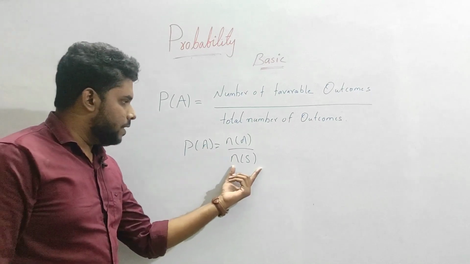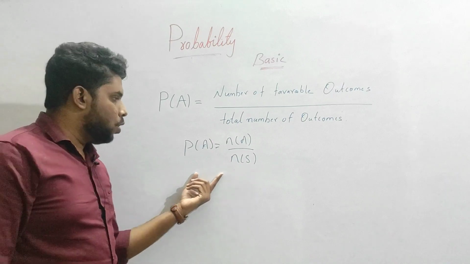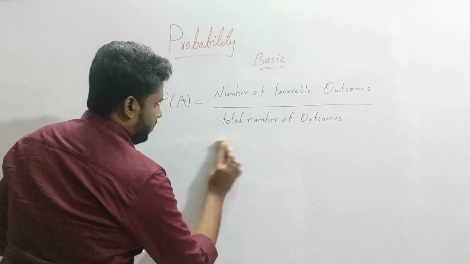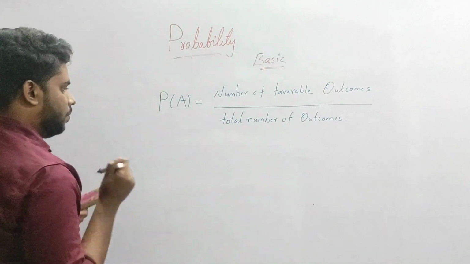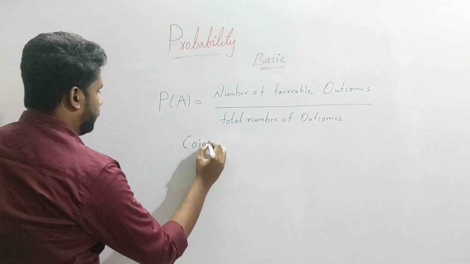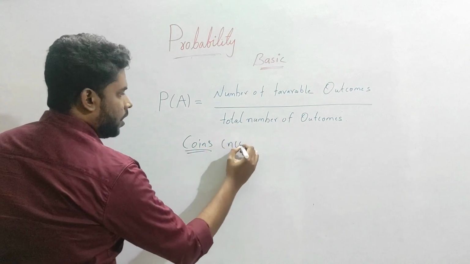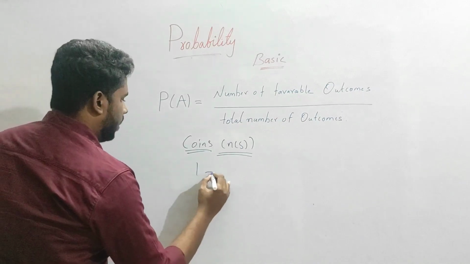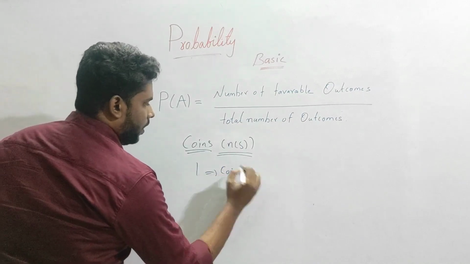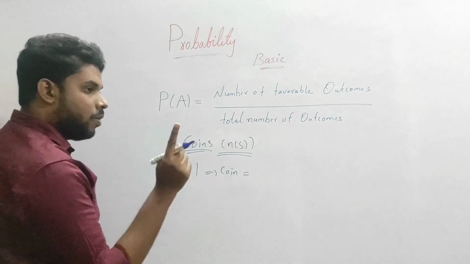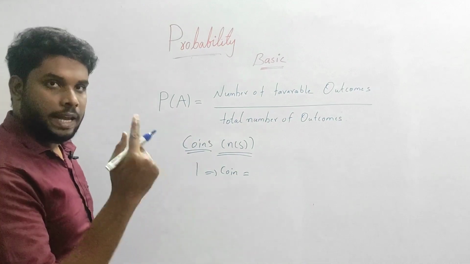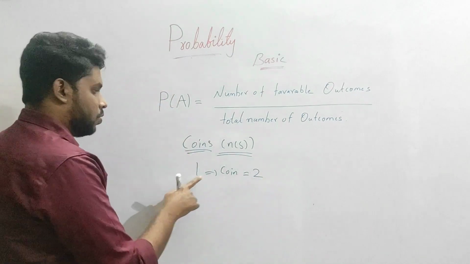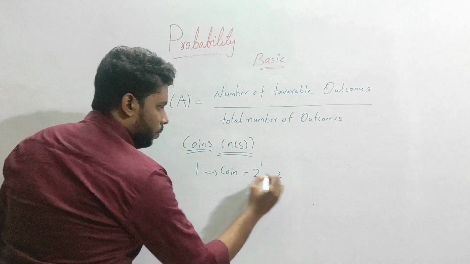Okay. First we will see n(S), the total number of outcomes. Let's see how you find this in coin problems. For example, if one coin is tossed, how many outcomes are there in one coin? Two, head and tail. How many coins am I tossing? One. So I write 2 power 1, which equals 2.